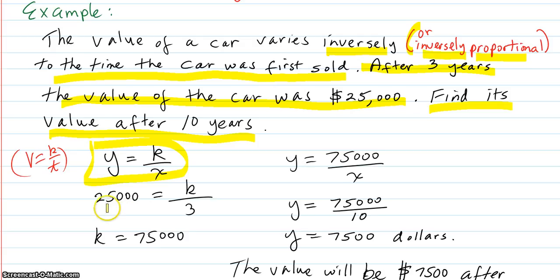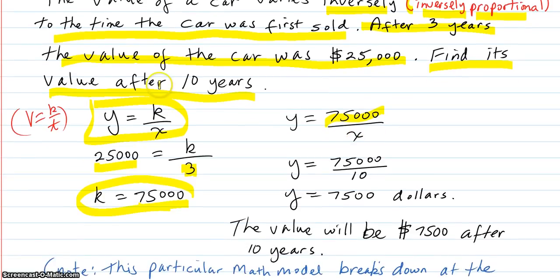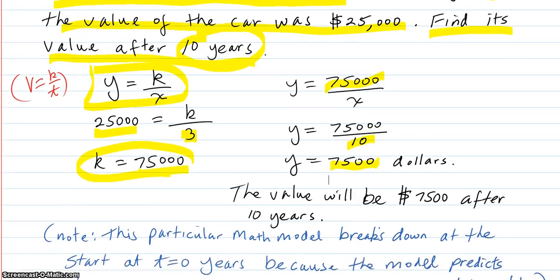Plugging in the information, it was $25,000 after 3 years. We always do this to find the k. Multiply both sides by 3. k is 75,000. Then take the equation, use the k you just found: y equals 75,000 over x. Find its value after 10 years, so the time is 10, you plug in here. y equals $7,500. So the value will be $7,500 after 10 years.